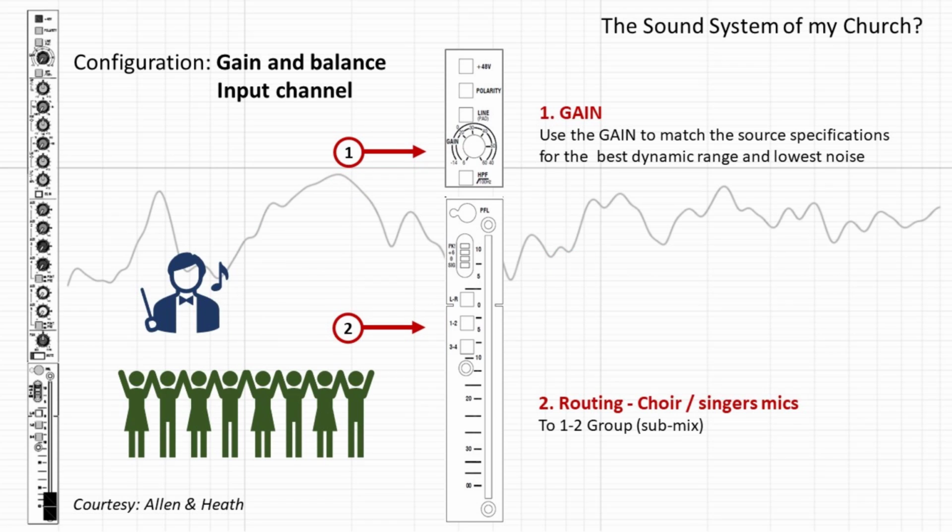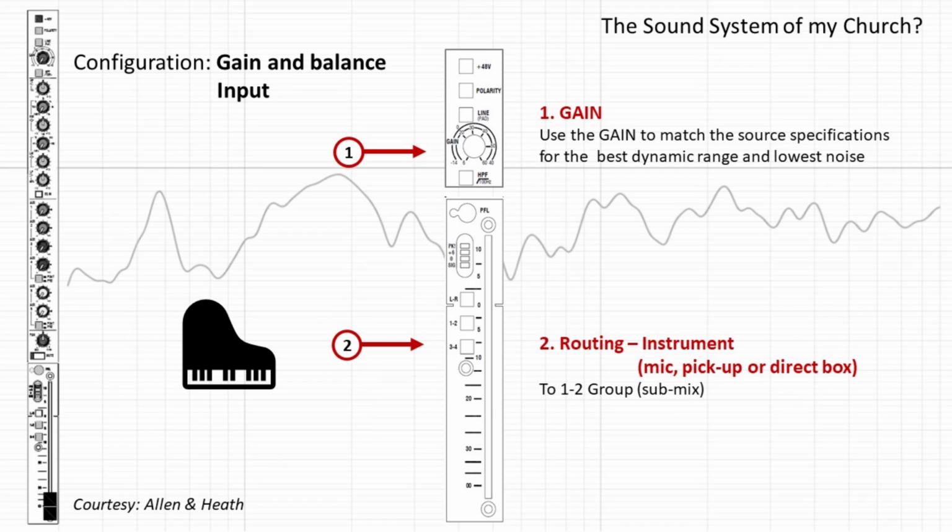Second, the choir mics. 1. For each mic, use the gain to match the source specification for the best dynamic range and lowest noise. 2. Assign directly to subgroup 1 and 2. Then adjust the fader individually accordingly for each mic. Last, have the complete choir singing with all the mics and adjust the subgroup accordingly, probably a few dB down. The same settings apply to the lead instrument and when adding other instruments.